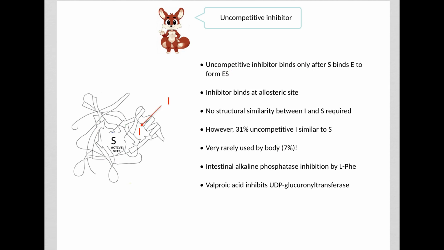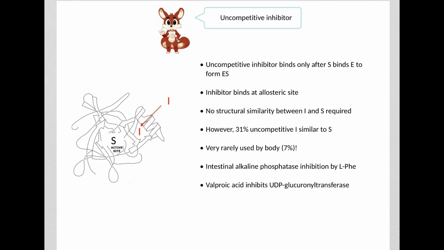Now, this uncompetitive inhibitor does not compete with the substrate for the active site, so it does not bind at the active site. Instead, it binds at another site on the enzyme, and we call this other site, which is not the active site, the allosteric site. So it binds at the allosteric site. There is no structural similarity between the inhibitor and substrate in the case of uncompetitive inhibitors.